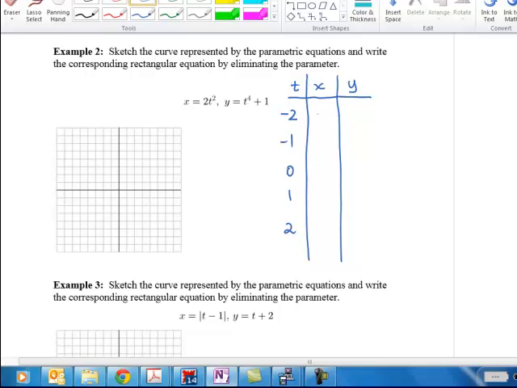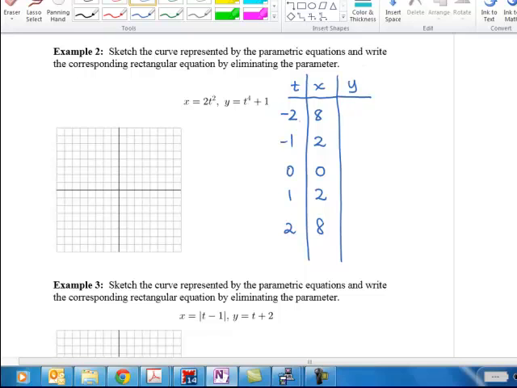X will be, it looks like, 8 when t is negative 2. X will be 2 when t is negative 1, 0 when t is 0, 2 when t is 1, and 8 when t is 2. So we can see x does not depend on the sign of t, right? And the same for y. Whether t is negative or positive, the y is going to be the same.